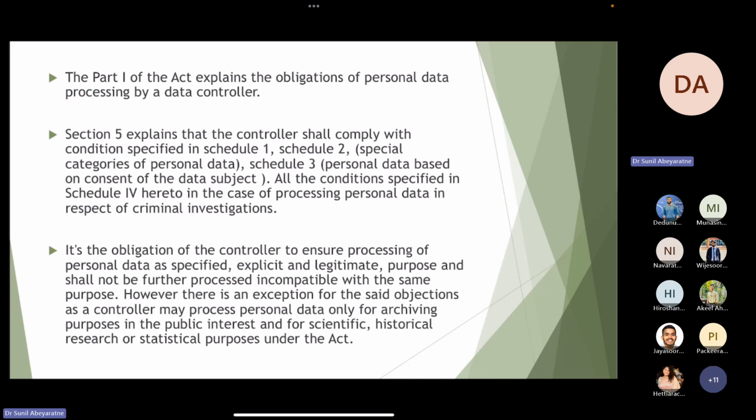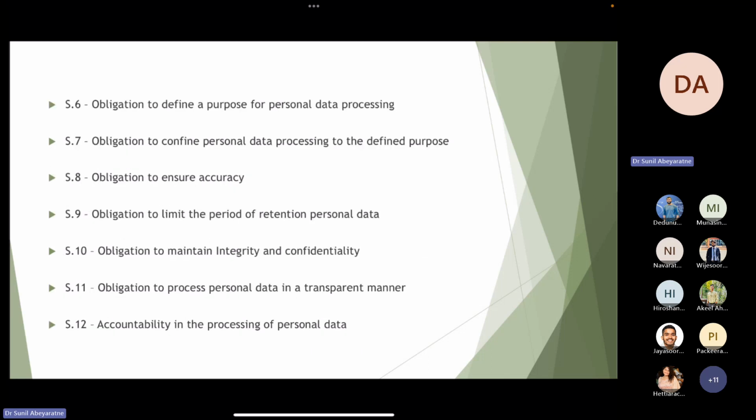Now, Part 1 of the Act explains the obligations of personal data processing by a data controller. Section 5 is important. It is the obligation of the controller to ensure processing of personal data for a specified, explicit, and legitimate purpose, and that it shall not be further processed in a manner incompatible with the same purpose. That means they are following the principles we discussed under the GDPR. Section 6 explains the obligation to define the purpose for personal data processing. Likewise, we can see up to Section 12, up to accountability, because basically all principles under the GDPR were introduced to our Act.